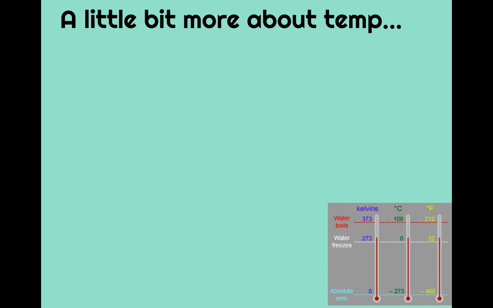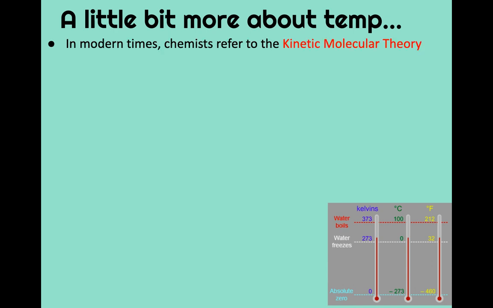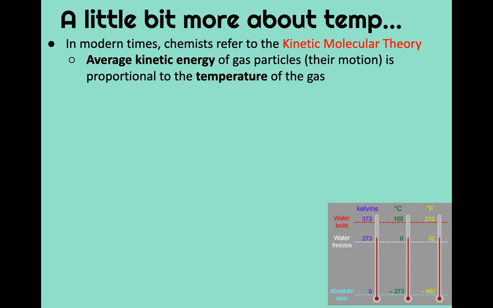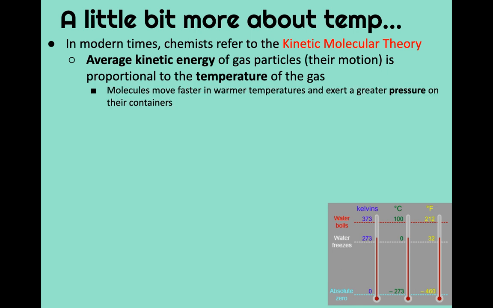But one thing I did want to start with really quickly was talking about temperature. In particular, I want to talk about the Kelvin and the Celsius scale and the difference between the two. A couple things to understand about temperature. In modern times, chemists have their big theory, called the kinetic molecular theory, and you should already be familiar with it. It's the idea that the average kinetic energy of gas particles, or in other words, their motion, is proportional to the temperature of the gas. So as the temperature increases, the motion of the molecules increases. As the temperature decreases, the motion of the molecules, or particles, decreases.